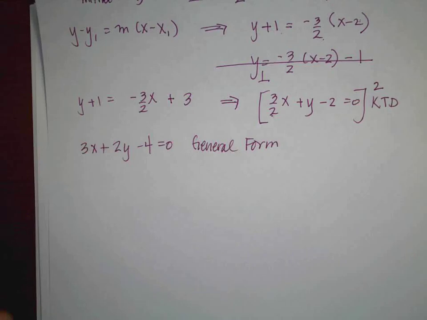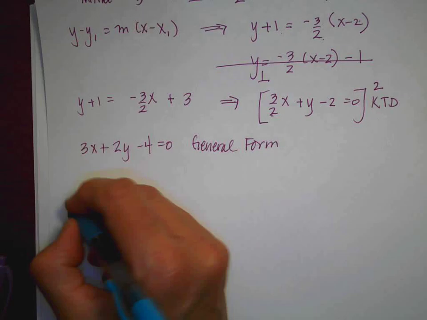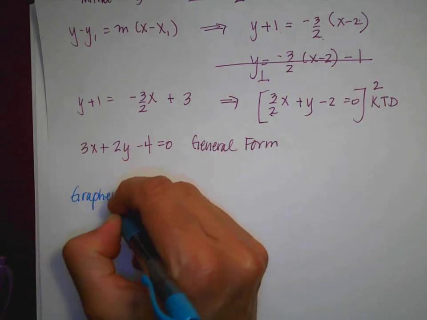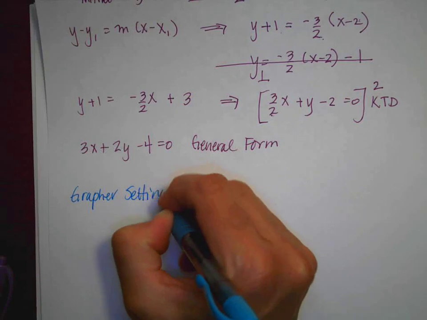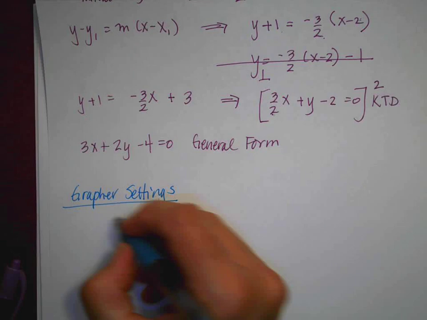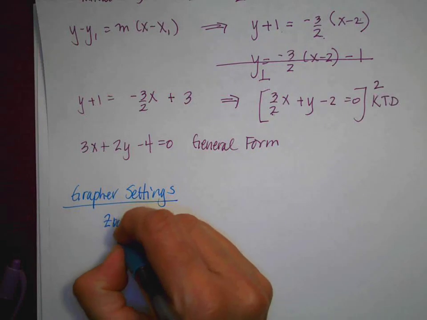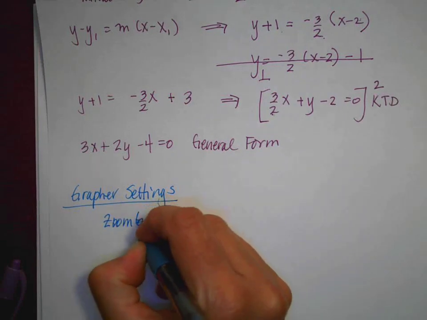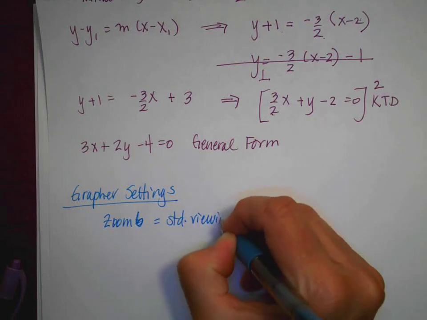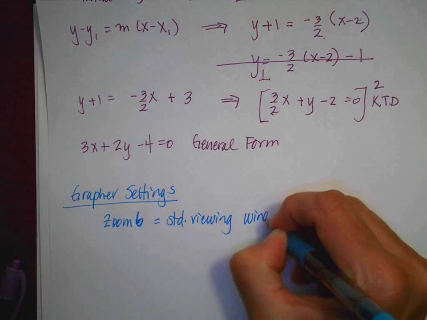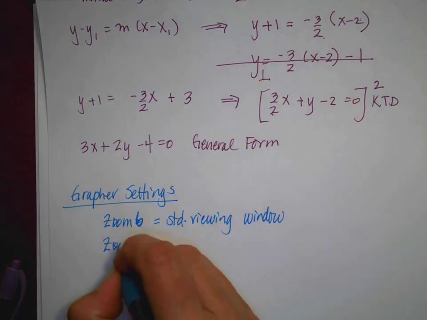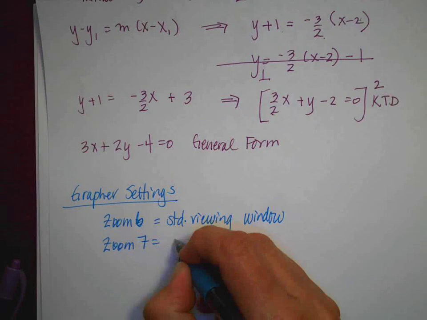All right, remember, kill the denominator is lovely because it makes our math simpler. The next thing that I just want to remind you is about some grapher settings. There's a couple of things that you need to remember. They're very handy. Zoom 6, I'll put Zoom 6. This is your standard viewing window, and that should be the default for most things.